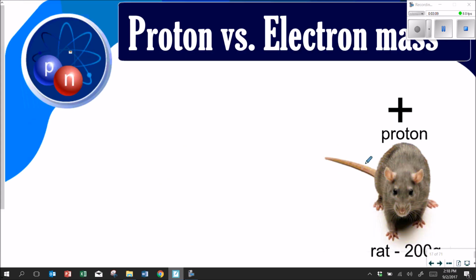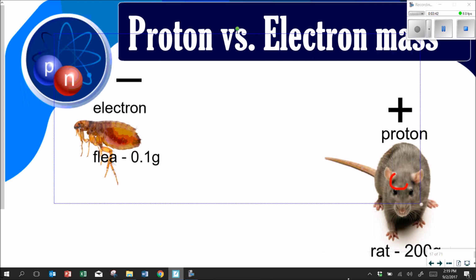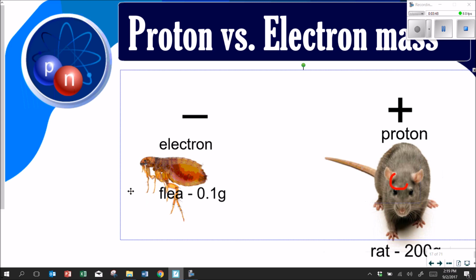Now let's compare the masses of protons and electrons. If a proton were to be a rat, here we have a rat proton right here. What animal could an electron be to have a good analogy if we want to compare their mass? Pause the video and try to spot the electron animal on the slide. Okay, here it is. And it would be about the size of a flea. A flea is about 0.1 of a gram, so again about 2,000 times lighter than a proton.